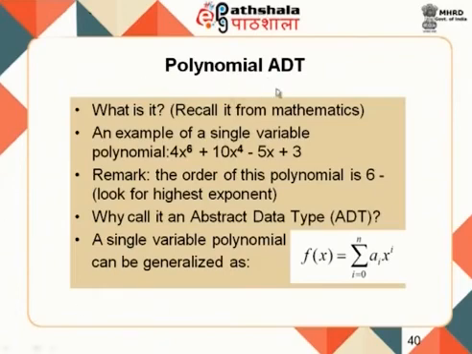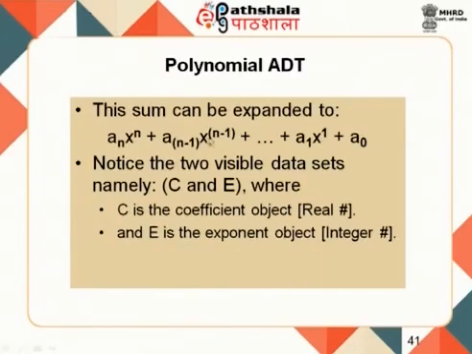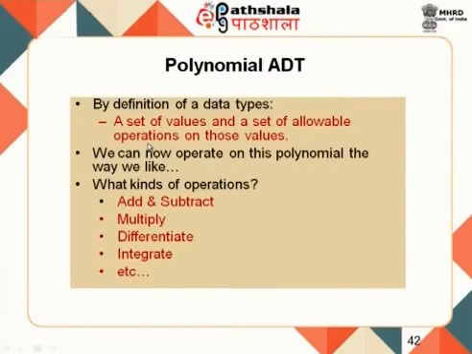Now, we will just look at a polynomial ADT, as I already explained in the beginning. This is an example of a single variable polynomial which you would have seen in your school days. The order of this polynomial is 6 because the highest power is 6. So, why would we call it an abstract data type? Because you can generalize like this and represent it like this. There are two variables, one is the coefficient of the object and the other is the exponent. This can be a real number while this is only an integer.